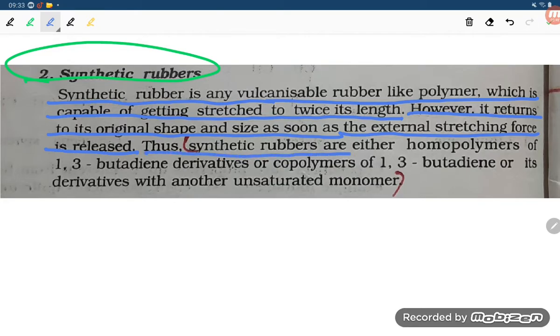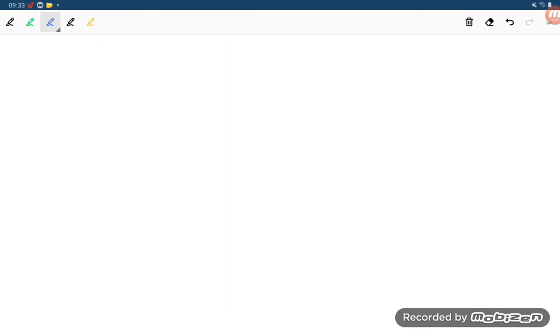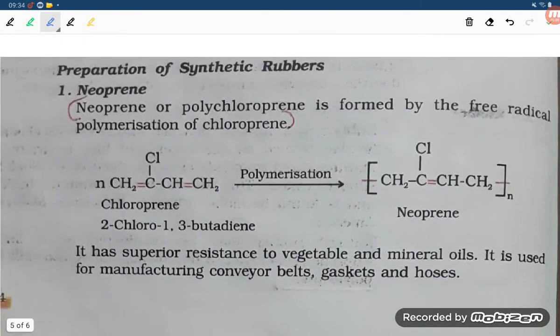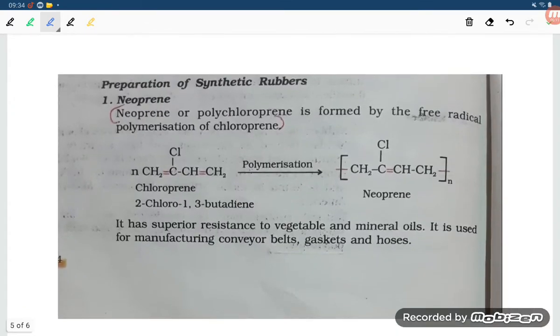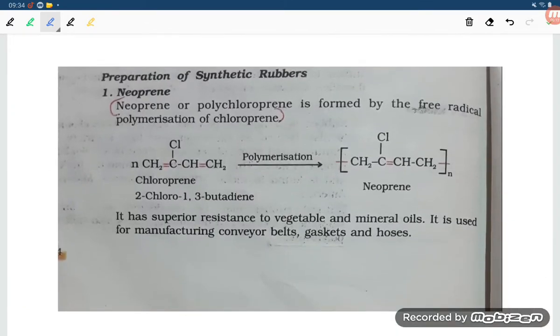Thus, synthetic rubbers are either homopolymers of 1,3-butadiene or its derivatives, or copolymers of 1,3-butadiene or its derivative with another unsaturated monomer. So this is all about the synthetic polymers. Synthetic polymers means the polymers which can stretch twice their length.